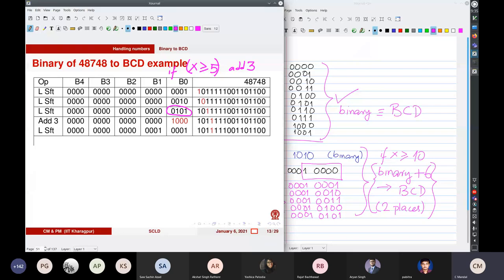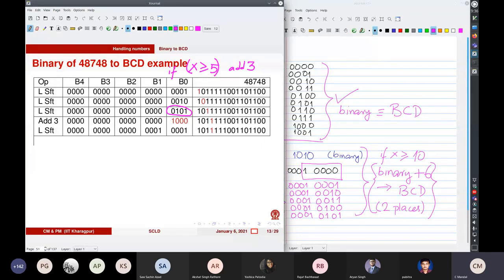Alright, so here you got 8. The result of adding 3 to 5 is 8, and then you shift it left, so that becomes 16. And to 16 you have added this 1. This is 16 plus 1. So in BCD it is 11. In binary you would say it is 17, but in BCD it is 11. Alright, so you have got 11 here.